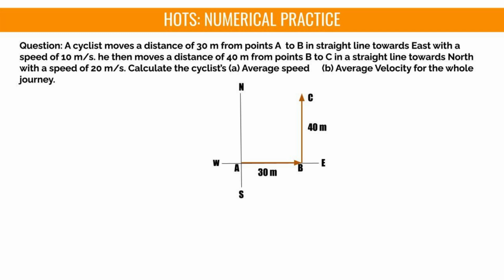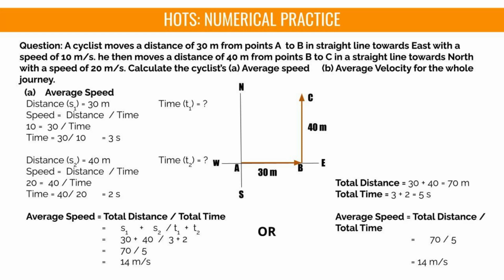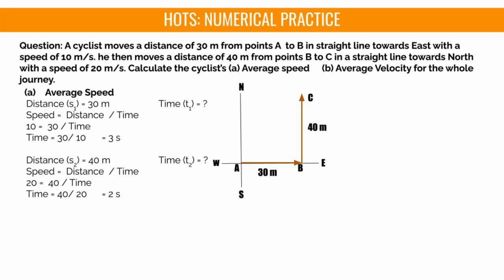Now we are going to solve a very important HOTS numerical for motion. A cyclist moves 30 meters towards east with a speed of 10 meters per second. Then moves 40 meters towards north with a speed of 20 meters per second. We need to calculate A, average speed, B, average velocity for the whole journey. Let's first calculate average speed. Now we solve step by step.